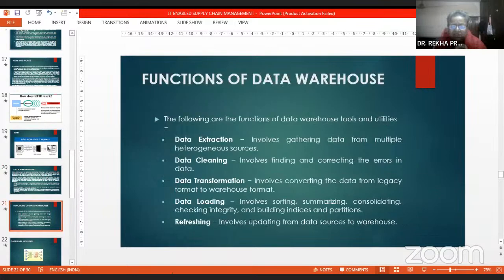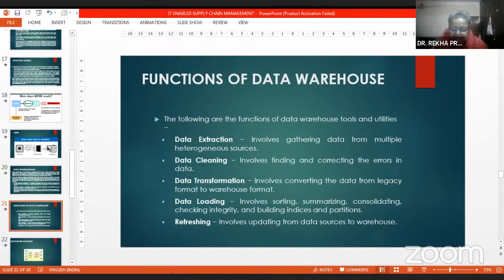So what are the functions of a data warehouse? First of all, it is data extraction. Today you compare data with oil. If you have the data, you have the winning advantages. If you don't have it, you are at a losing end. So first of all, data has to be extracted from various sources. You have to gather data from multiple heterogeneous sources.